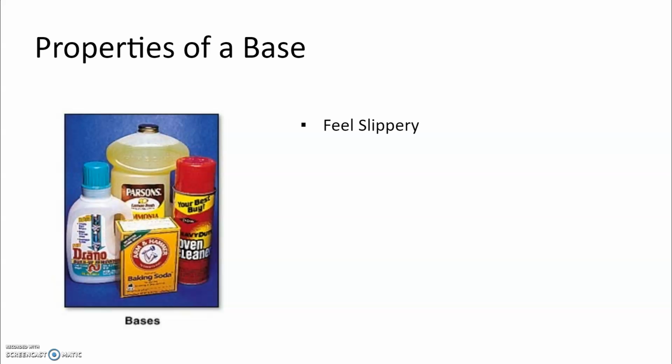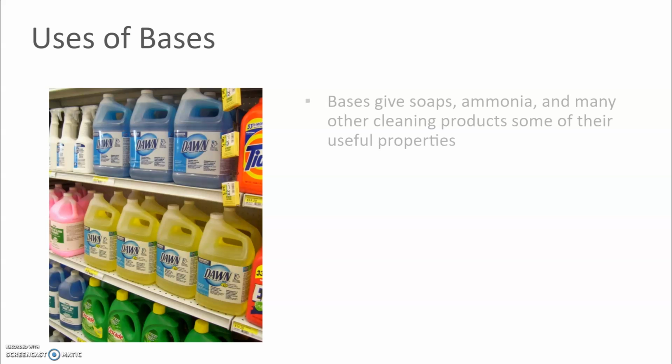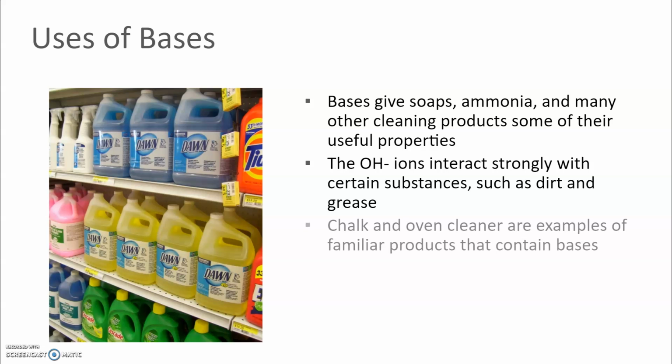Properties of bases include that they feel slippery, they taste bitter, they're corrosive, and they can conduct electricity, like an alkaline battery, right? There's that word alkali. And then they don't react with metals, which is kind of different from acids. Bases are actually super useful as well. They give soaps, ammonia, and other cleaning products their useful properties that allow them to clean things. And the OH ions interact strongly with substances like dirt and grease and allow us to wash them away. Chalk and even oven cleaner are examples of products that contain bases.